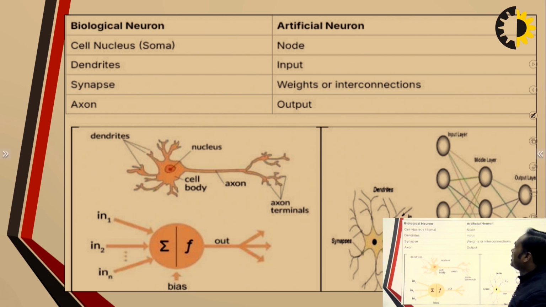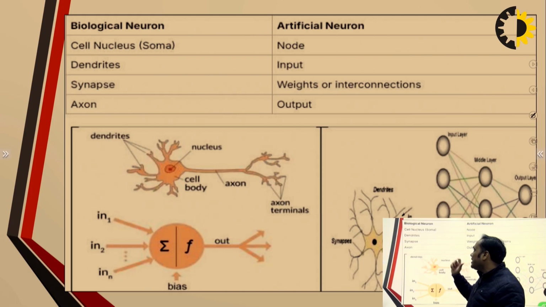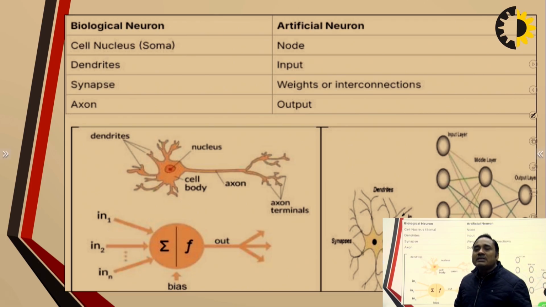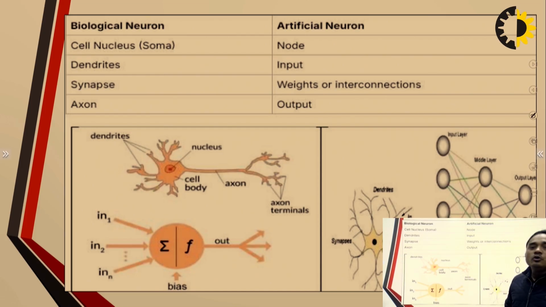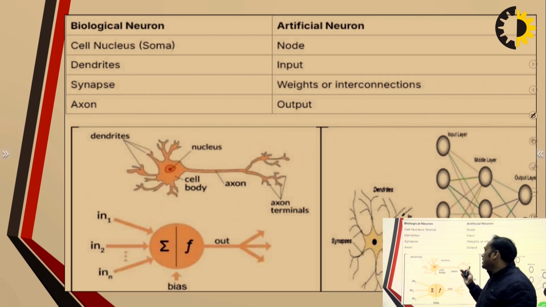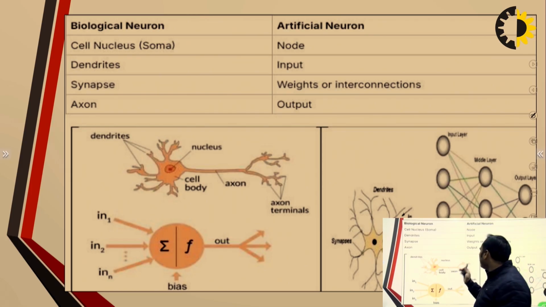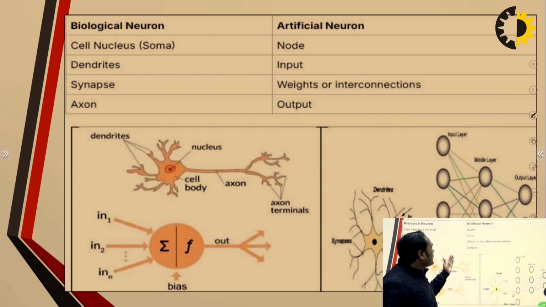So the biological neurons have the cell nucleus, while artificial neurons have nodes, because if we discuss biological terms, we are discussing the cell, but in the artificial neural network we are discussing the node. Second point, dendrites and input. Dendrites are a part like an input. In biological terms we use dendrites as input, and in the artificial neural network we use them as input. For synapse, in biological terms we use synapse, but in the artificial neural network we say it is weights or interconnection.